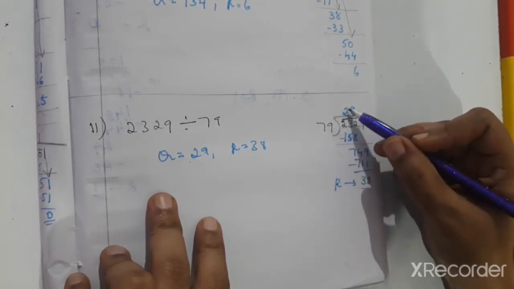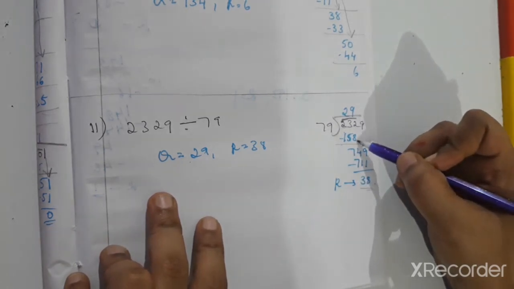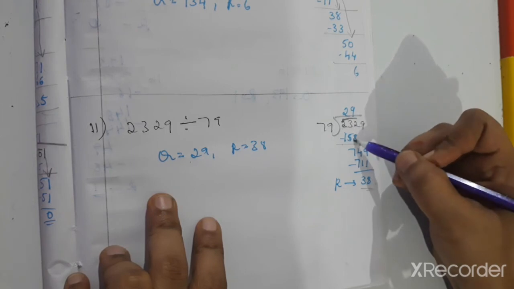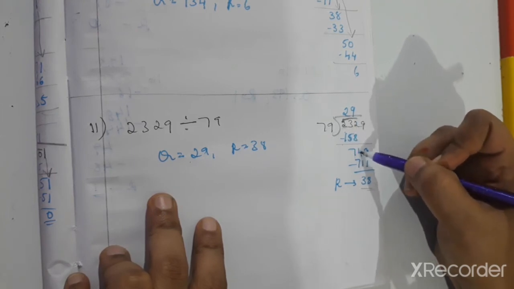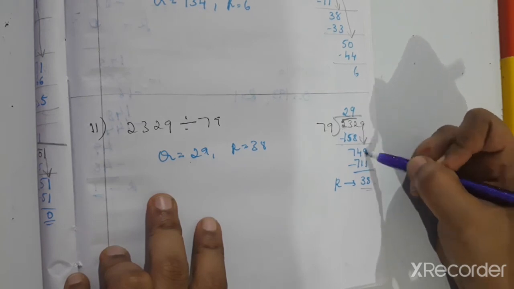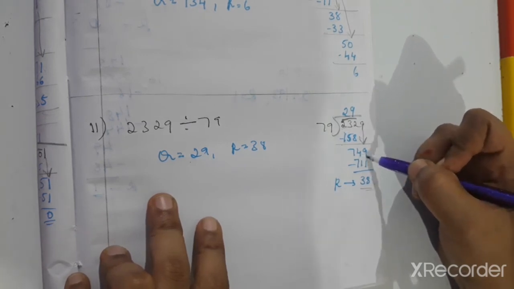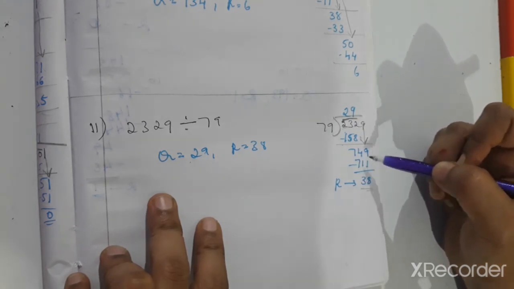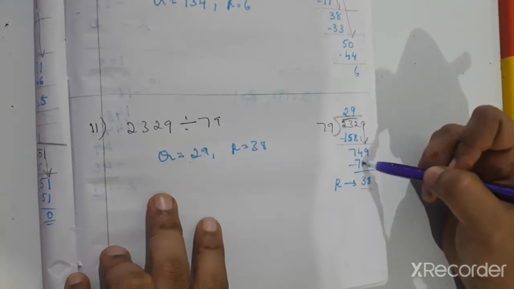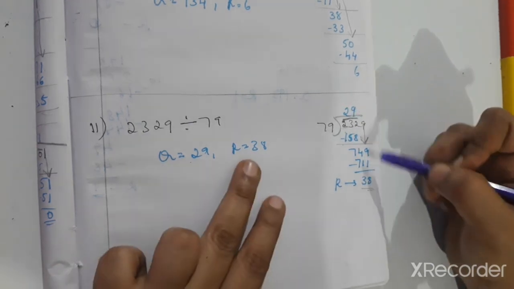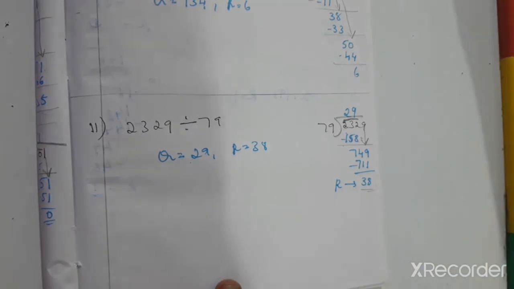Now 79 twos are 158. 79 threes is greater than this. 79 twos are 158. Now subtract these two. After subtraction, you get 74 as a value. Then carry down one number, that is 9. 749. Now 79 nines are 711. Now subtract 749 minus 711, that is 38. Now quotient is 29 and remainder is 38.